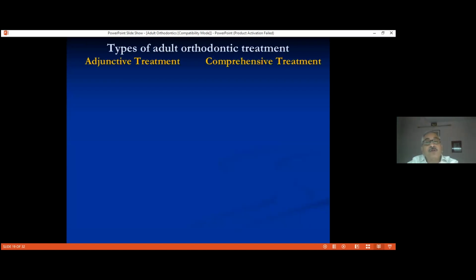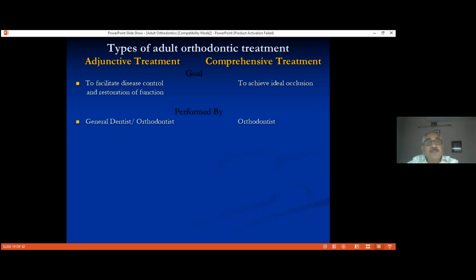The types of adult orthodontics are adjunctive therapy and comprehensive treatment. Goals are to facilitate disease control and to achieve the ideal occlusion. In many periodontal conditions we need adjunctive orthodontic therapy to have better results for the periodontal therapy and the restoration of the function. Adjunctive therapy is performed by the general dentist and orthodontist, whereas comprehensive treatment is always performed by an orthodontist. Extent of the appliance is less than full arch.